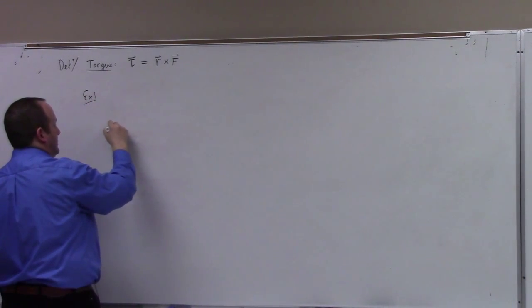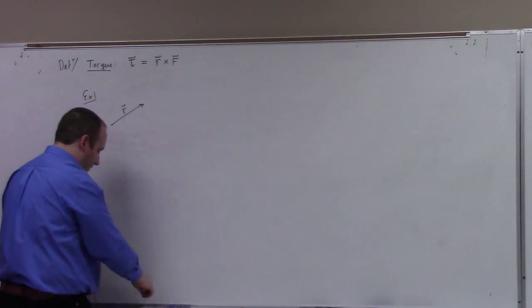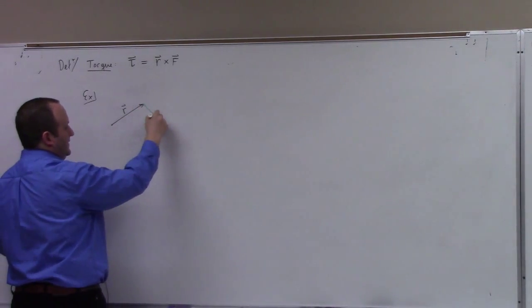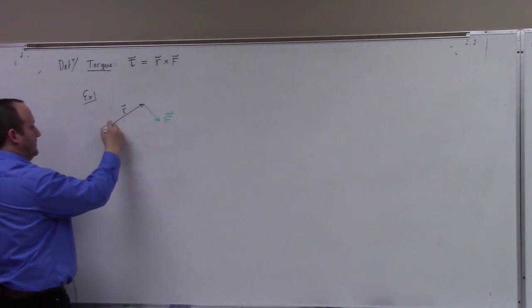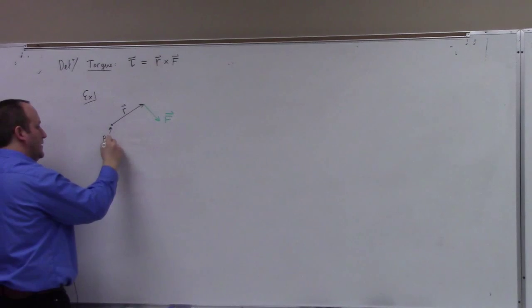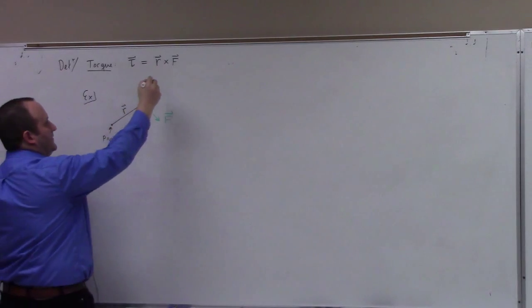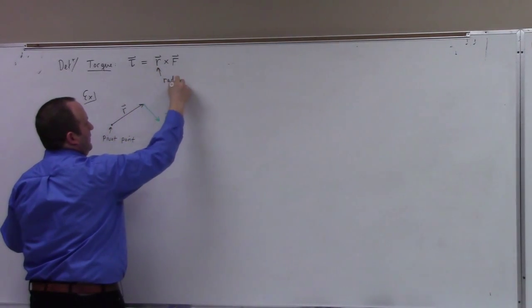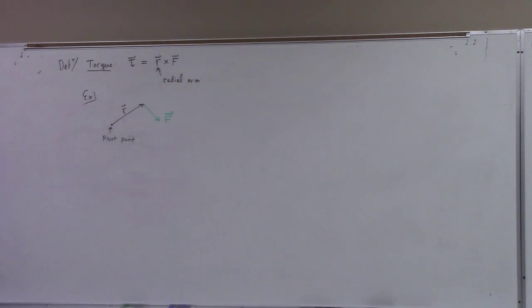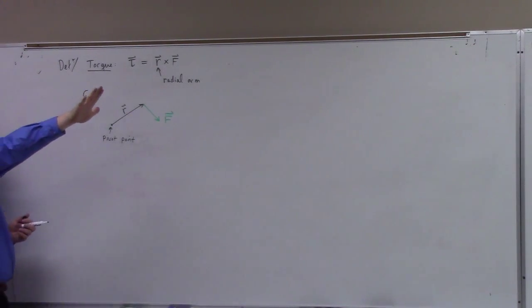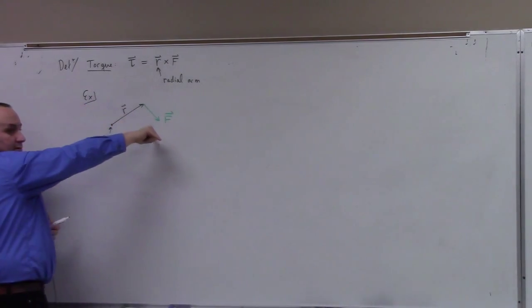if this is my origin and this is my radius vector, if I apply a force like this here, what's the torque produced? Here's the pivot point. Torque has to be measured relative to some pivot point. This R is the so-called radial arm. Remember cross product? We do R crossed into F. The torque vector for this points into the board.